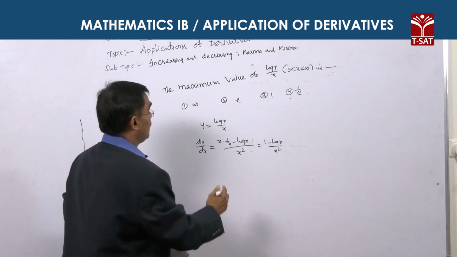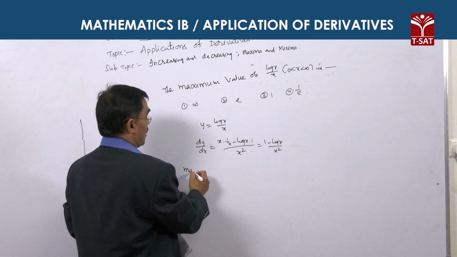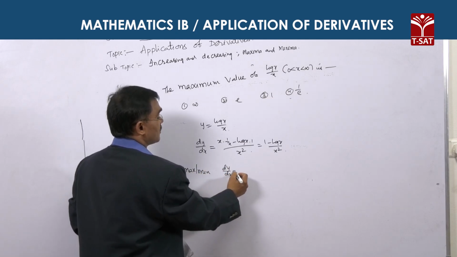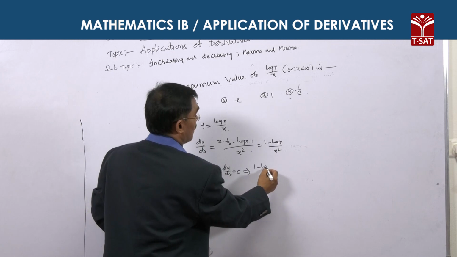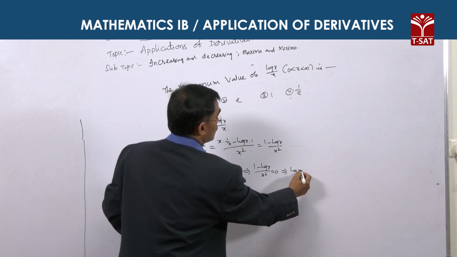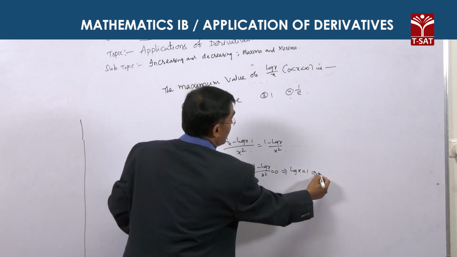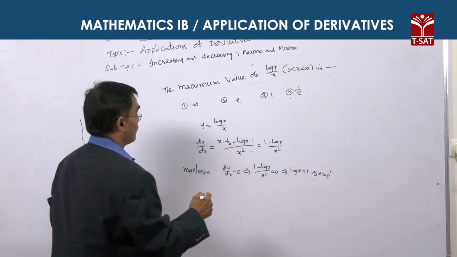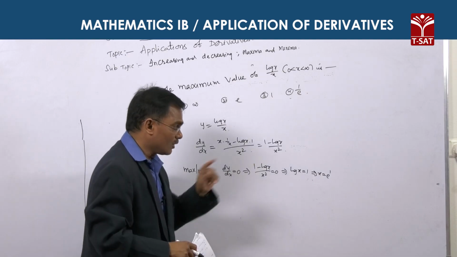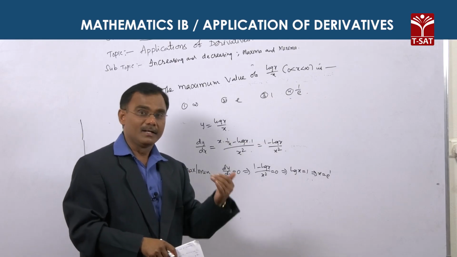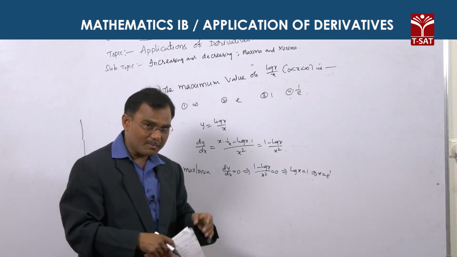For maximum or minimum, dy by dx must be equal to 0. 1 minus log x by x square is equal to 0. You get log x is equal to 1, which implies x is equal to e power 1, so x equal to e. Now at x is equal to e, the function has an extreme value. Extreme value means maybe maximum or minimum.